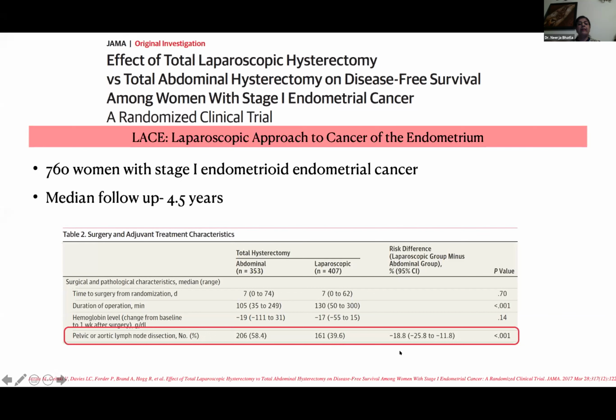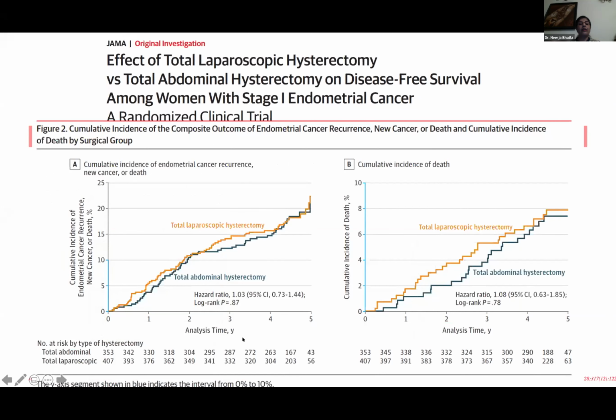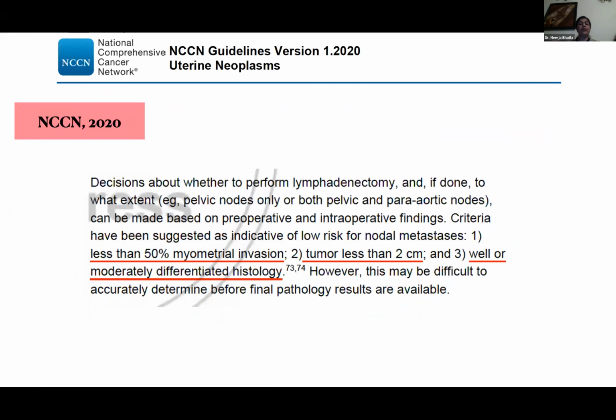hysterectomies. Even then, if we looked at the outcomes, next slide, please, there was no difference in the cumulative incidence of endometrial cancer recurrence, new cancers, or deaths, even when the lymph node retrieval had been very significantly different, which again reinforces that it is beneficial in many ways to consider who gets it.